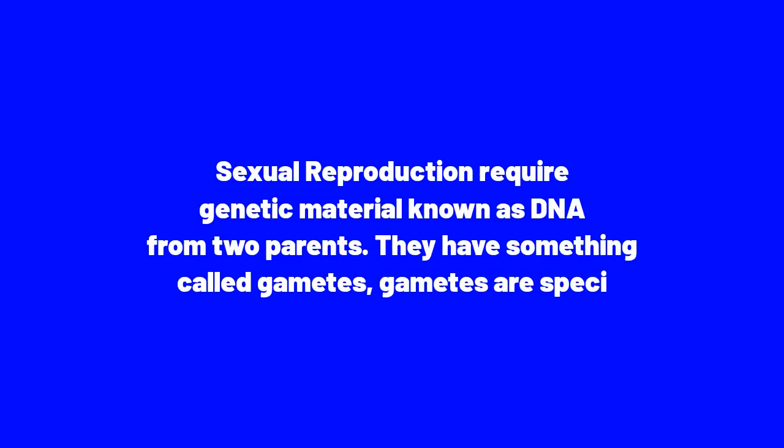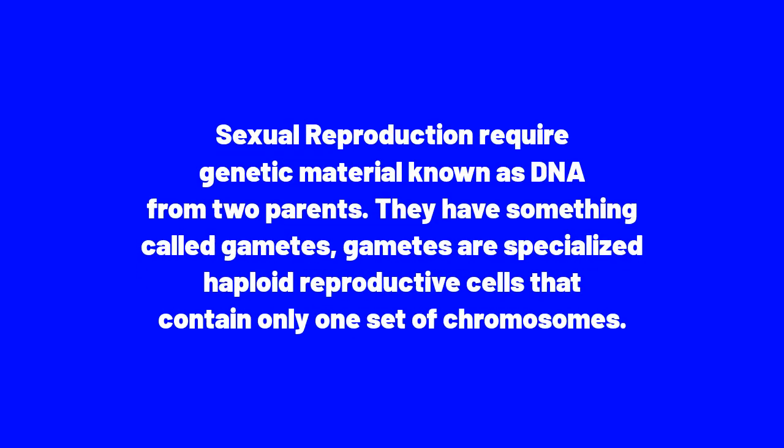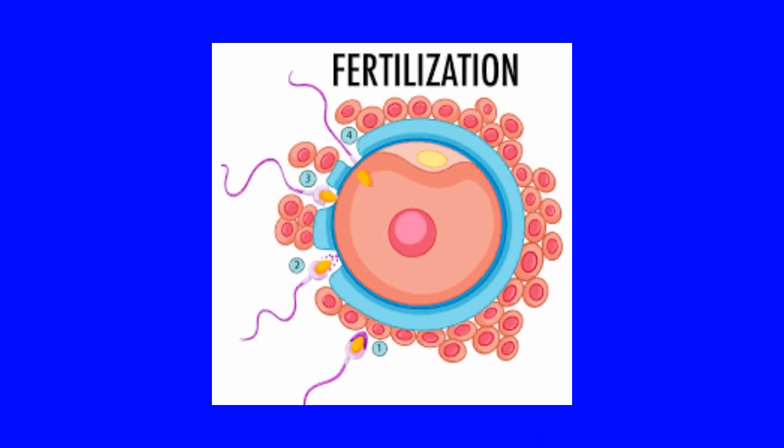Well, there are two reproduction types, sexual reproduction and asexual reproduction. Sexual reproduction requires genetic material known as DNA from two parents. They have something called gametes. Gametes are specialized haploid reproductive cells that contain only one set of chromosomes. The genetic material from the male and female gametes combines to produce offspring. We call it fertilization, with the product being seeds.